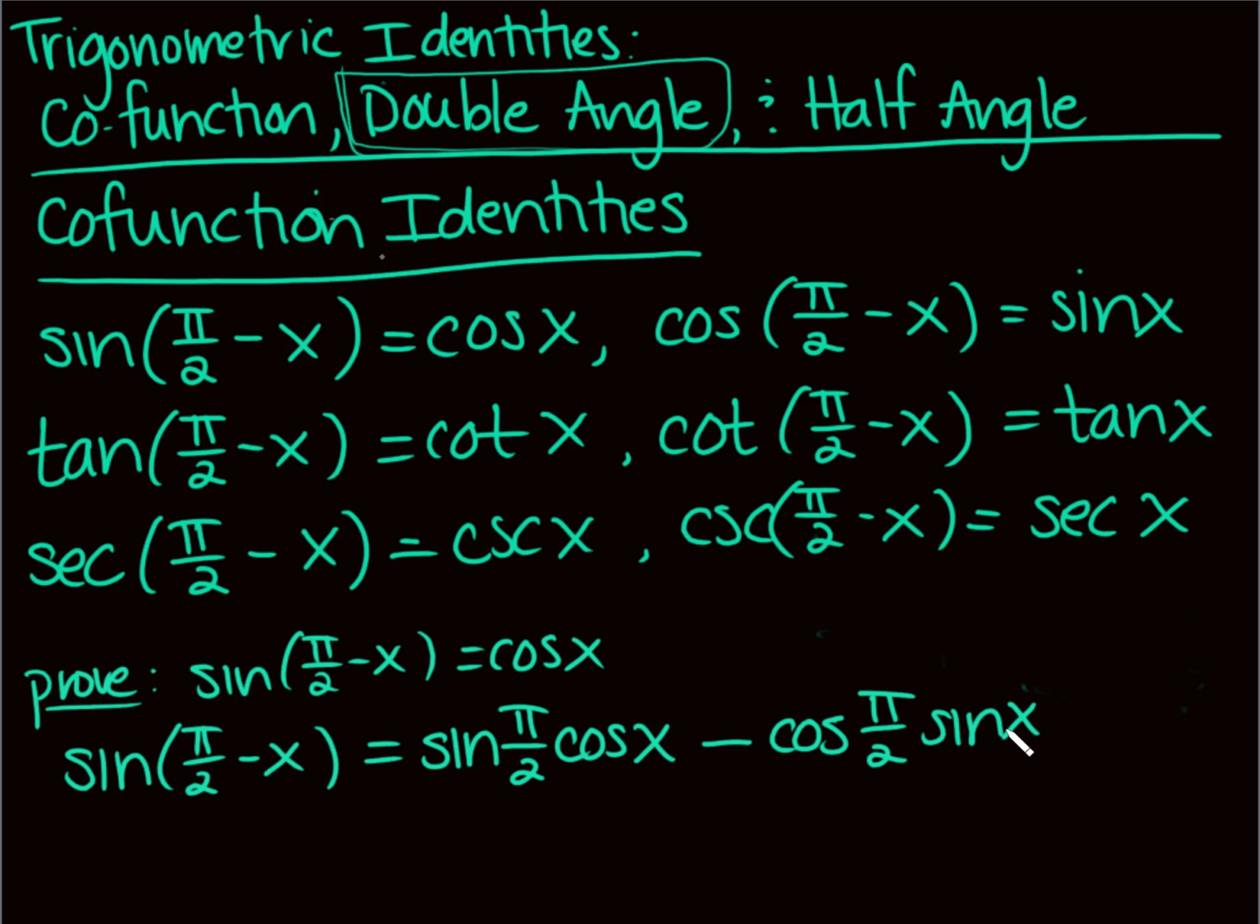And the great thing about this is it's a pretty easy one to prove. Cosine of pi over 2, I know, is 0. Sine of pi over 2 is 1. So sure enough, I get 1 times cosine minus 0. That is also known as cosine.